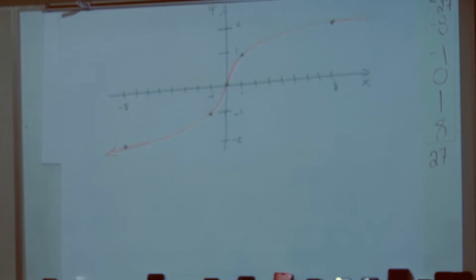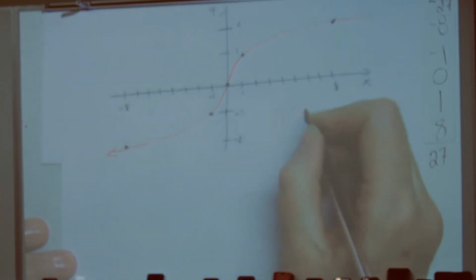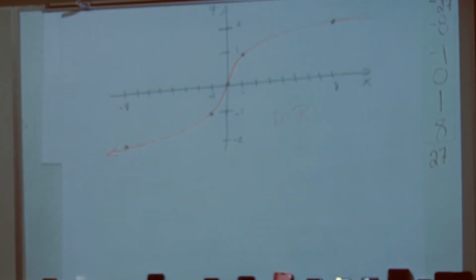And while we're here, let's talk about it. What's my domain? All real numbers. Yeah, if you were to stretch it out, it's going from -infinity to +infinity. So my domain is all real numbers. Stretch it out like Superman, okay?